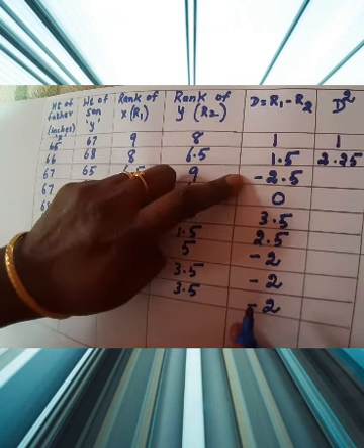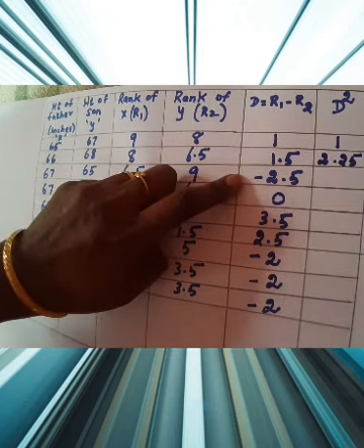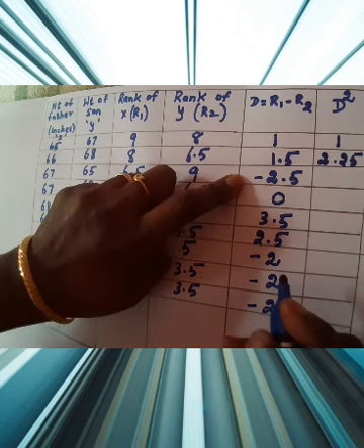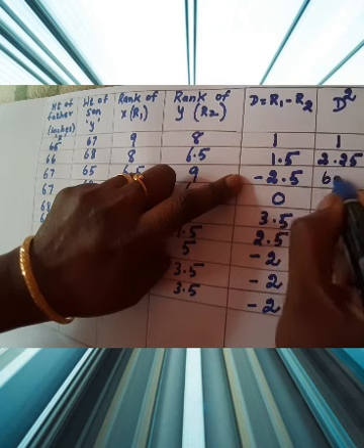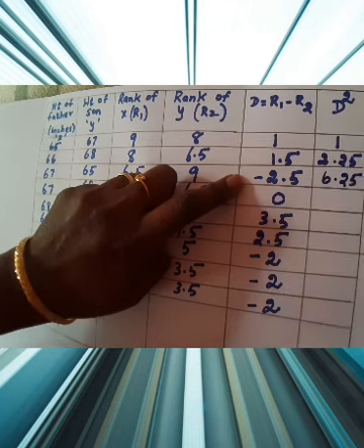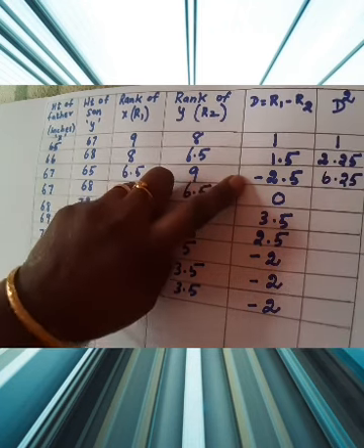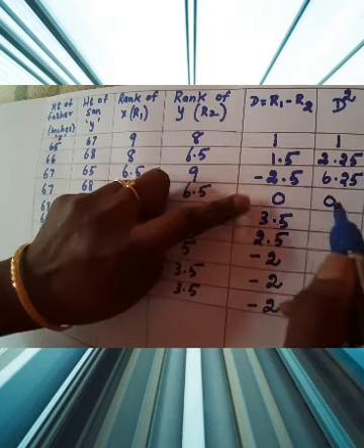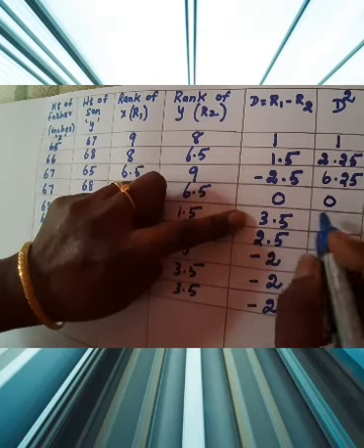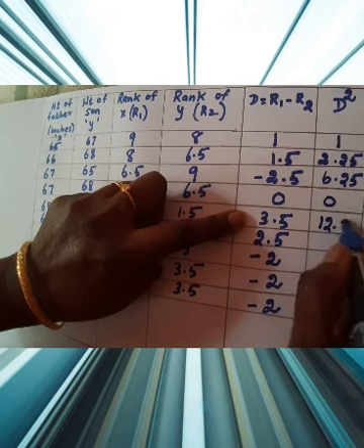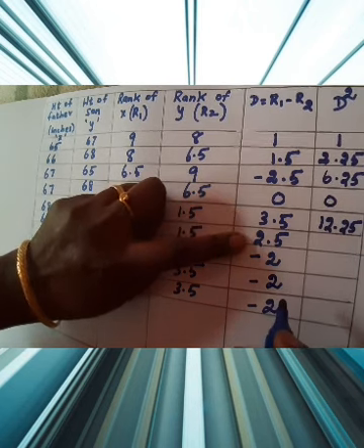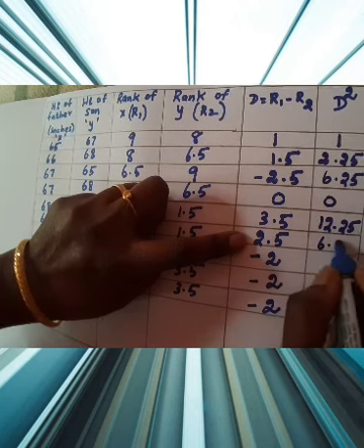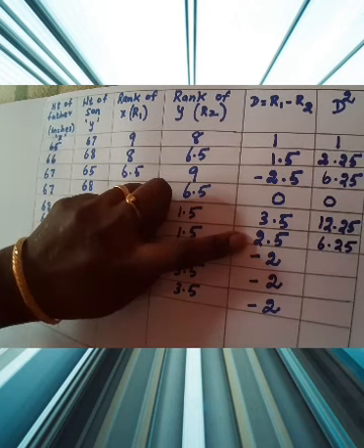2.25 minus 2.5, the whole square. The power is even, so negative will be converted to positive. So it is 6.25. Okay, 0 square is 0. 3.5 the whole square will give you 12.25. You can use the calculator and check along with me. 2.5 the whole square will give you again 6.25.